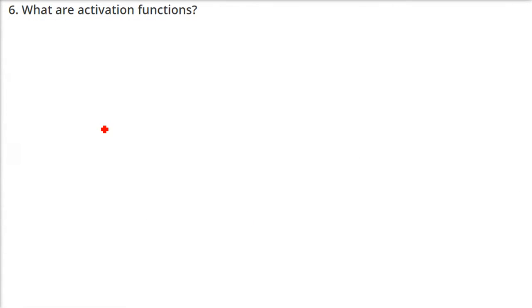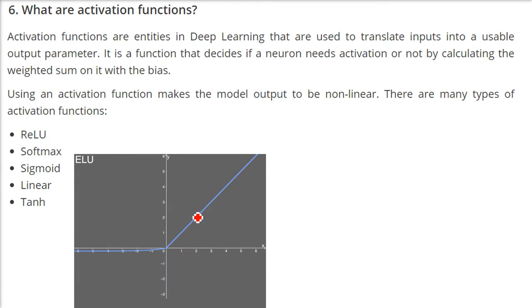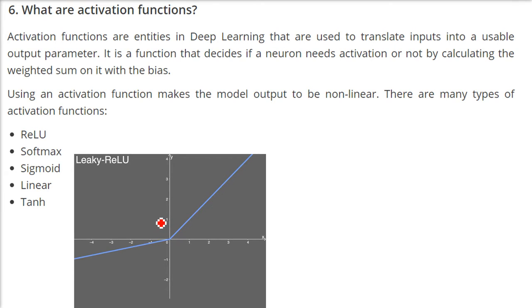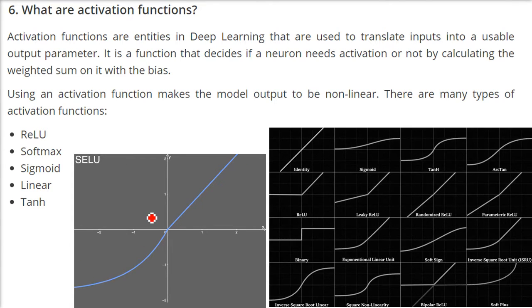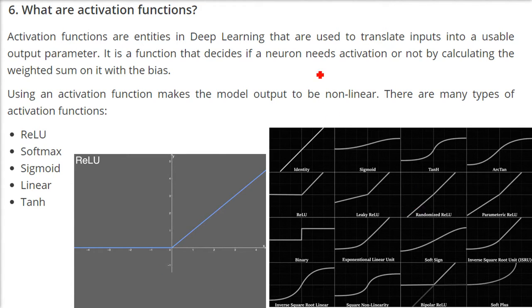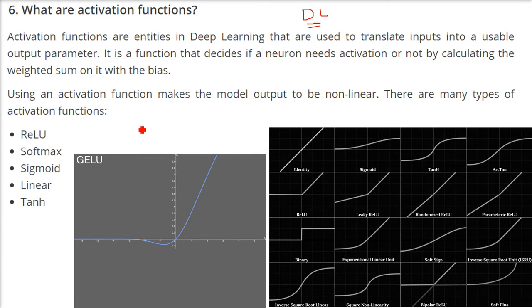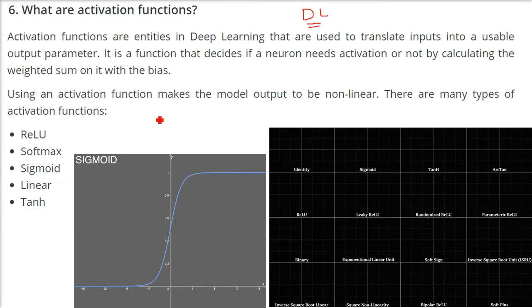What are activation functions? In one line, activation functions activate neurons. These are different kinds of functions I wanted to show you. These are entities in deep learning that are used to translate the input into a usable output parameter. That is, this function decides whether a neuron will get deactivated or activated. Let me give you a brief here. I have to take you to the background also.